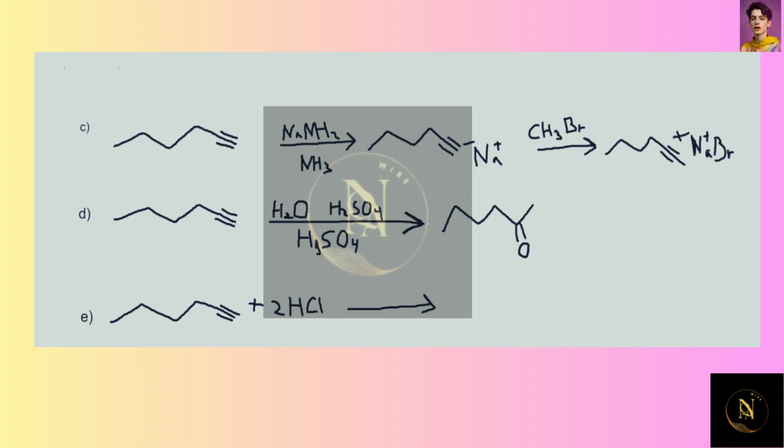And now let's look at part E. In part E, we have 1-hexyne with 2 equivalents of HCl. So we will have 2 chlorines on the final molecule. This reaction also proceeds with a carbocation intermediate, similar to the first reaction we did, except now, since we have 2 equivalents, we will have 2 chlorines on the second carbon.